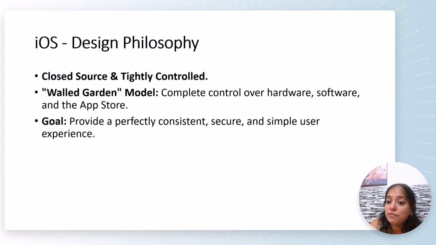The design philosophy of iOS is basically the quintessential walled garden. Apple exercises complete control over the hardware, the operating system, and the App Store. The philosophy is the opposite of Android's initial openness. The goal is to provide a perfectly predictable, simple, and secure user experience by limiting variables. You trade freedom for simplicity and security.